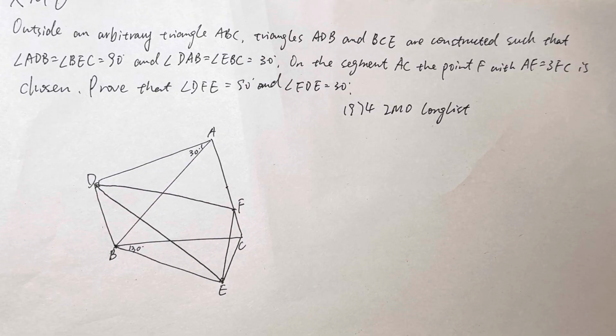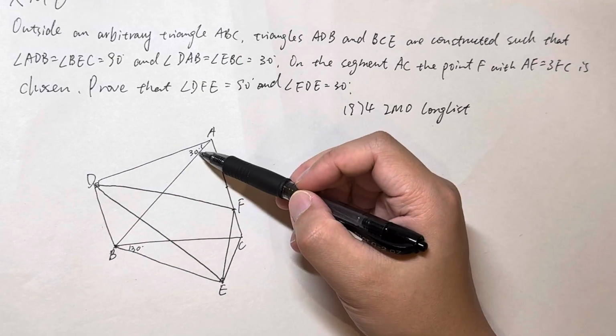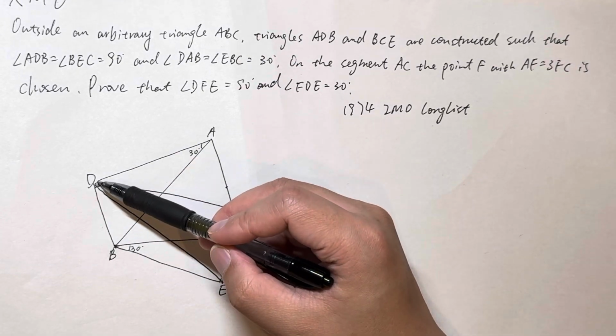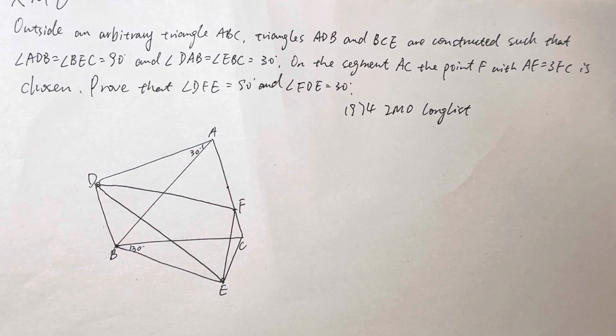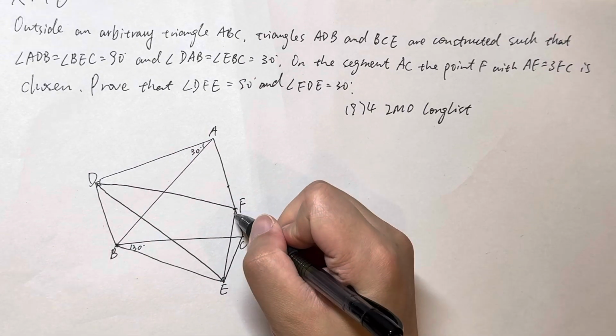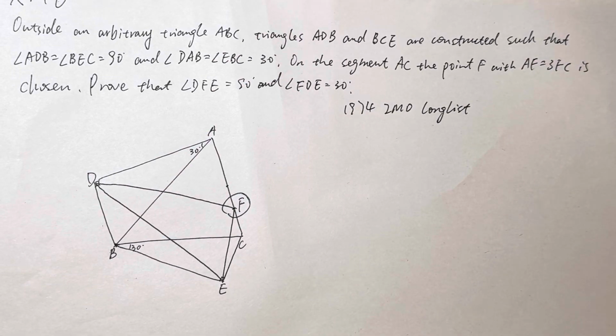So what's the key point, or the break point, of this problem? The first thing that we notice is that we have this 30 degree right triangle. So we know that DB is half of AB, and CE is half of CB. But we cannot really use that condition to get any further result. Then the question is why we choose this very specific point F.